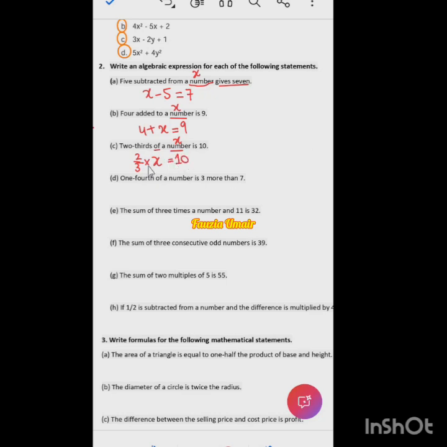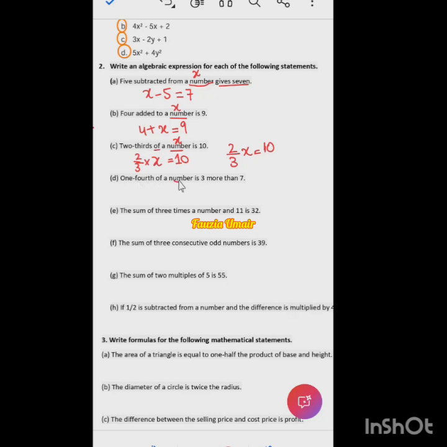Because in algebra we usually don't write the multiplication sign, we can write it down like this also. 2 by 3x is equal to 10, right? In algebra, when there is no operation mentioned between the two terms, that operation is multiplication, right?